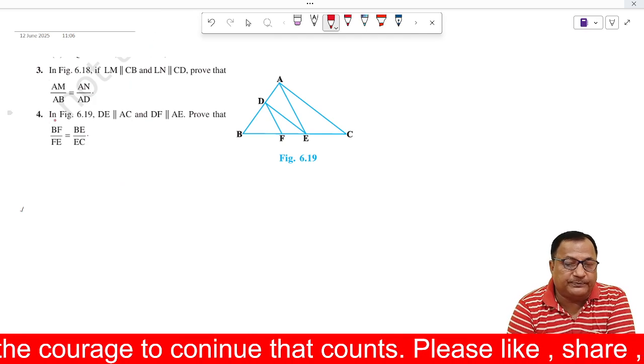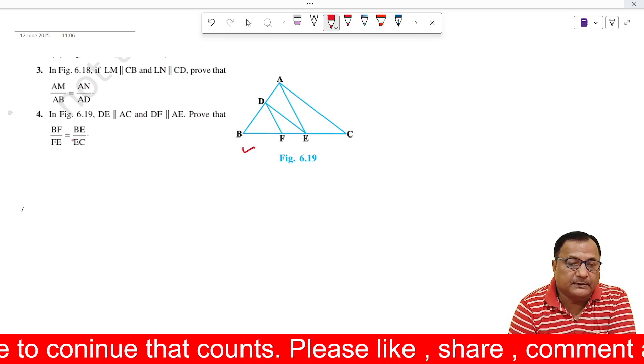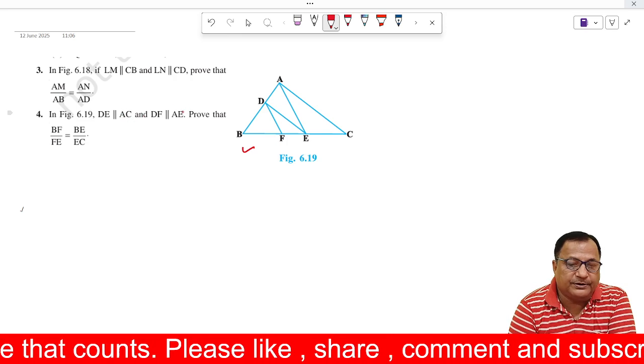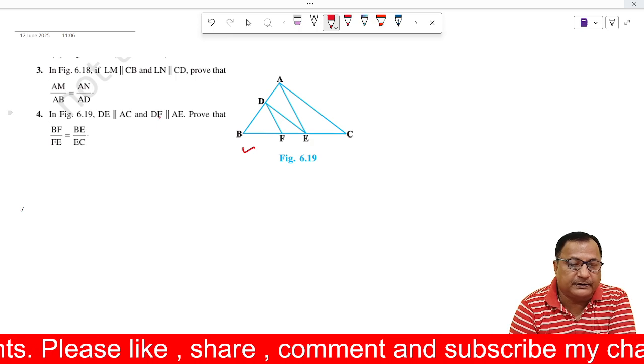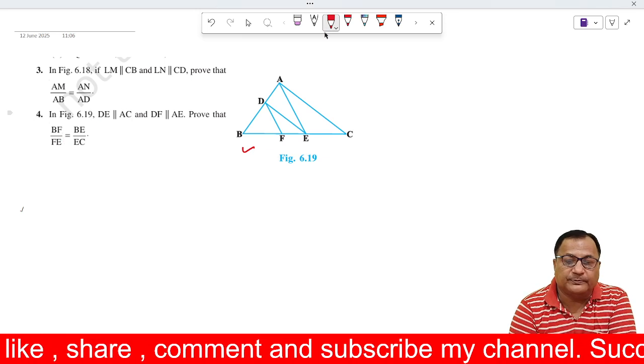Question number 4 in figure 6.19, this figure, DE parallel AC and DF parallel AE. Prove that BF by FE equals BE by EC, this we have to prove.